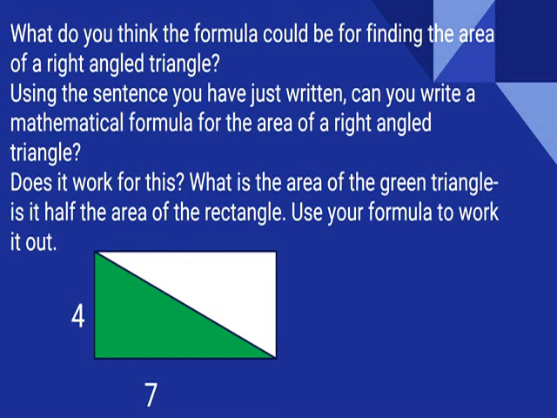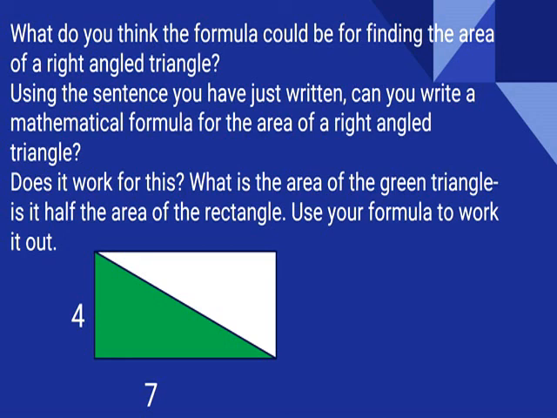Right, so using the sentence that you just wrote to describe the relationship between a right-angled triangle and a rectangle, can you think of a mathematical formula that you could write to describe that relationship? So rather than using words, could you maybe put it into a formula of how you would describe the area of a right-angled triangle? Looking at the shape on the screen then, once you've written your formula, have a think, does it work for this?